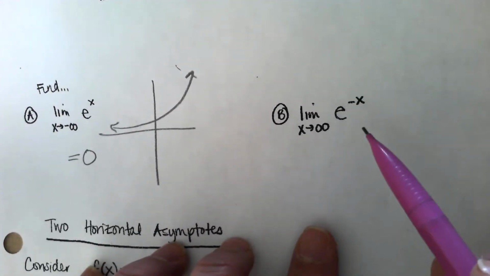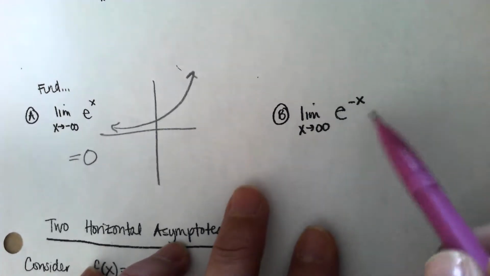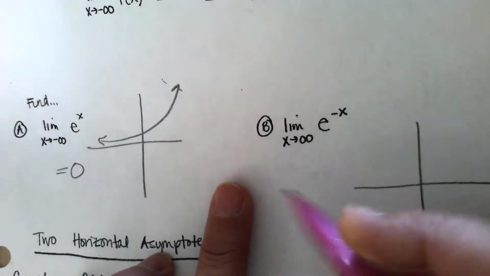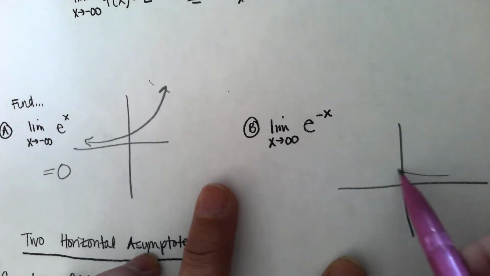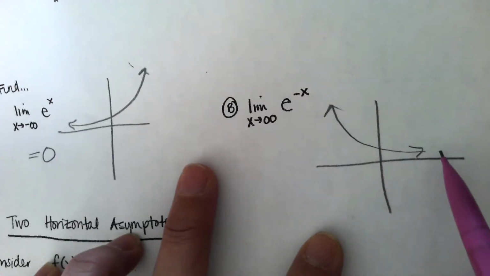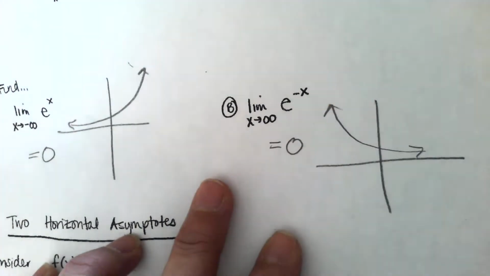Similarly, not a parent graph, but it's a parent graph that's been transformed. Raise your hand if you can tell me how it's been transformed. Joseph? Reflection over the x-axis? Over the y-axis, because it's horizontal. Because the negative is in the exponent and it's within the function, it's a horizontal movement. So that's the same exponential graph, just flipped horizontally. So as x approaches infinity, our limit here is 0 as well.